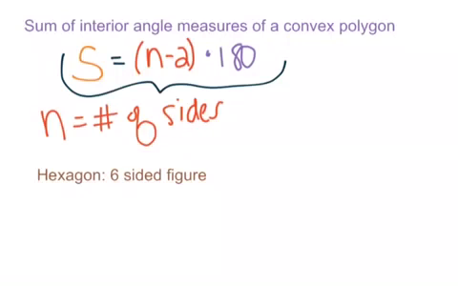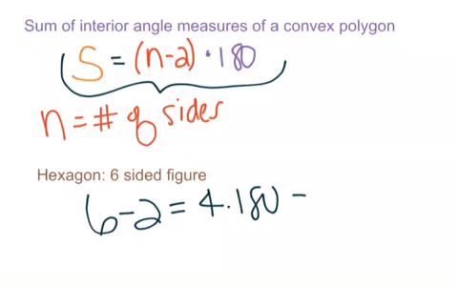Alrighty, so down here for the example. For a hexagon, which is a 6-sided figure, the number of sides, which is 6, minus 2, which equals 4, times 180, which is going to be 720 degrees. Okay? So the sum of interior angle measures of a hexagon is going to be 720 degrees. And you're solving for S.